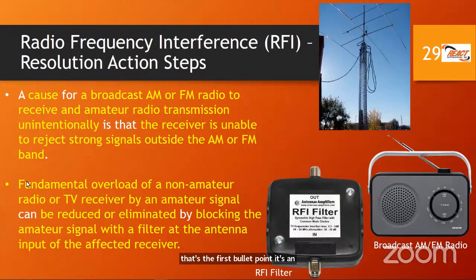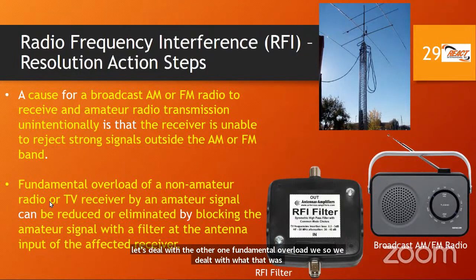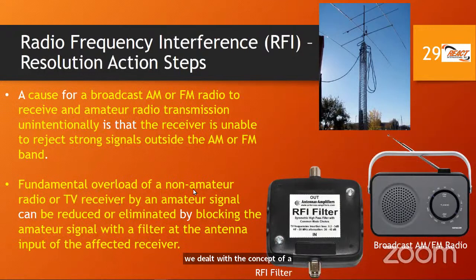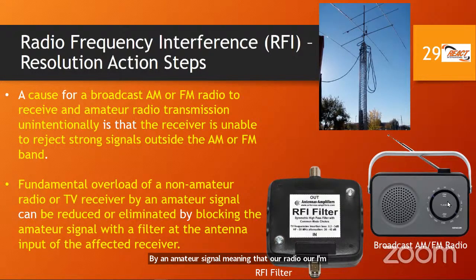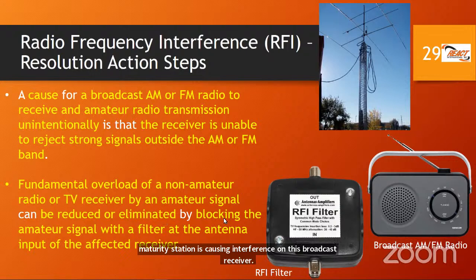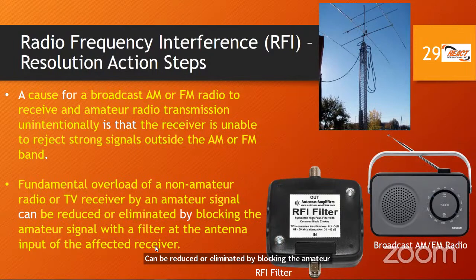Let's deal with the other one. Fundamental overload. So we dealt with what that was. We dealt with the concept of a non-amateur radio or TV receiver. What we mean by non-amateur radio or TV receiver is, for example, this broadcast radio that we have here. Interference caused by an amateur signal, meaning that our amateur radio station is causing interference on this broadcast receiver, can be reduced or eliminated by blocking the amateur signal with a filter at the antenna input of the affected receiver.